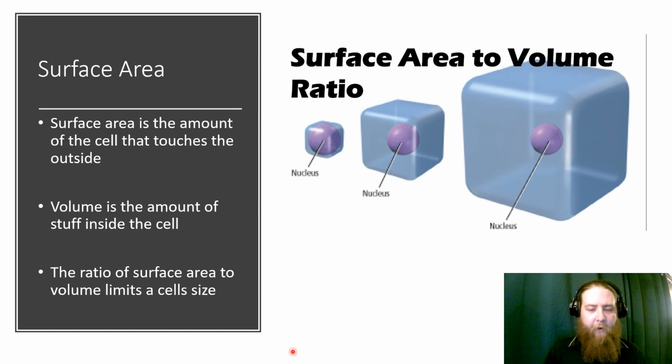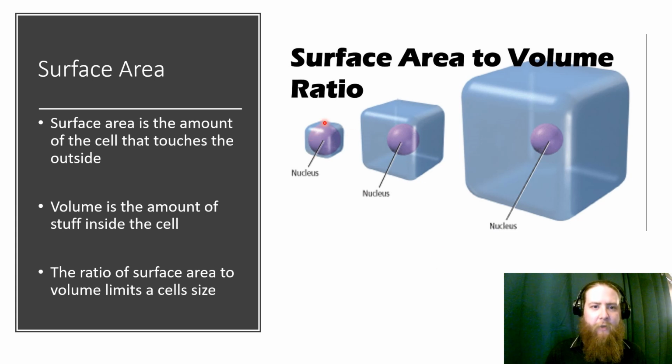The reason for cell shape and size is determined by surface area. And this is the amount of the cell that touches the outside. And then volume is the amount of stuff that's inside of the cell. The ratio of these, how much surface area to volume they have, kind of limits a cell size.